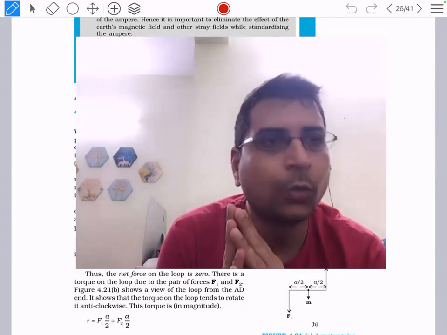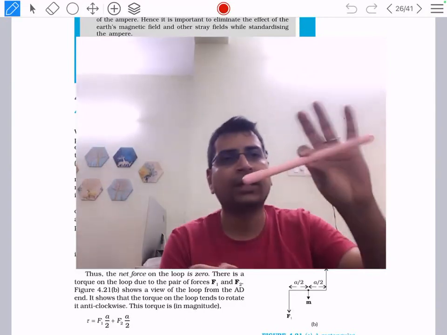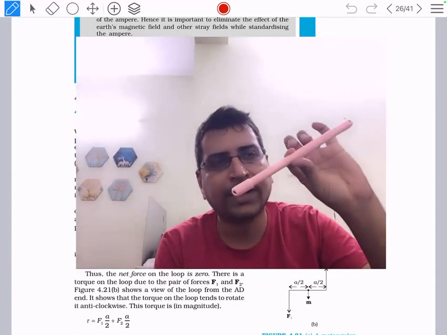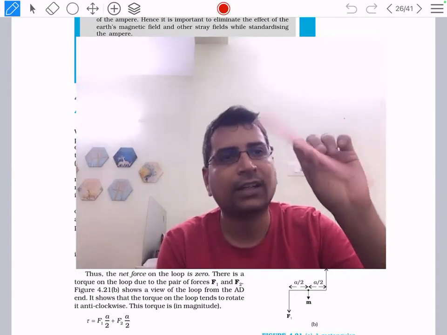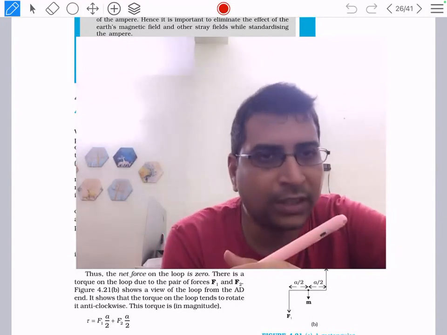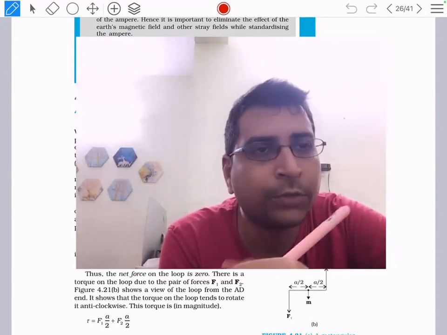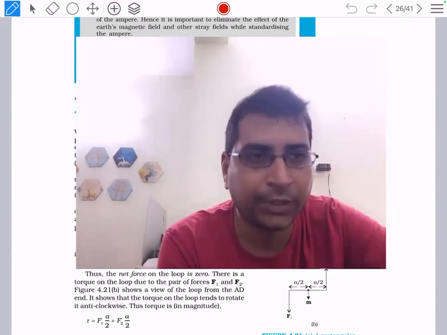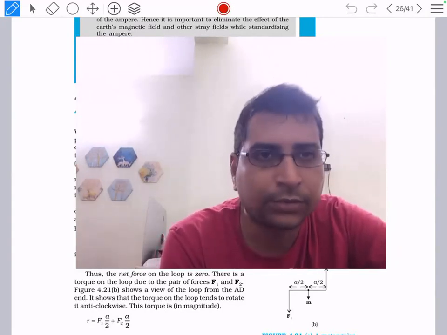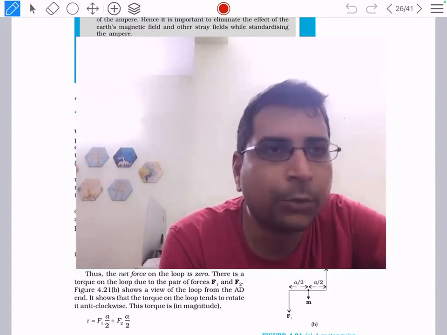Wherever you see the word force, the object will have translatory motion. Wherever you see torque, the object will have rotational motion. So what I'm trying to say is, if this is a bar magnet and I place it in an external magnetic field, it starts revolving, and that is happening purely because of the torque experienced by it. How much is the value of torque? That we will see in the next class, because I need some time to derive it.